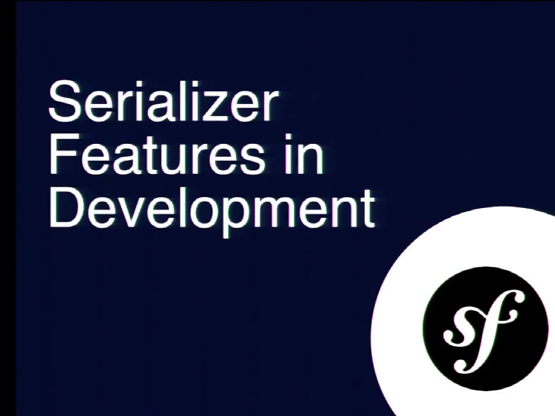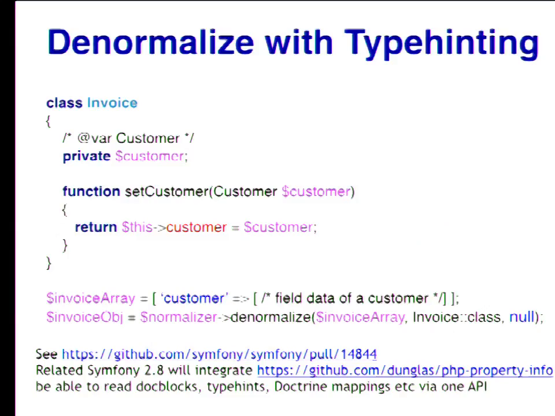Now, there's, of course, still development going on. One thing that is currently under discussion is using type hinting in the denormalization. In many cases, it is actually possible to figure out what class to denormalize into when you're dealing with an object graph, because that's currently not really nicely possible. So let's say we have an invoice class. This invoice class has a property with a customer, and we have the setCustomer method, and it has a type-in for the customer class.